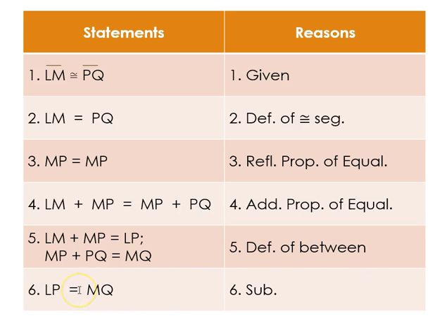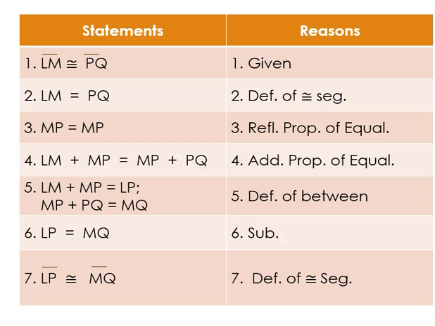And our last step, our sixth step here, we're now going to use these two statements, conclusions I should say, LP and MQ, and we're now going to set them equal to each other. Remember that LM and MP were equal to MP and PQ. This is right here, the same two statements. They were equal to something else, but now we can make them equal to each other. So LP equals MQ. We use substitution property. And then on our last step, we get to our conclusion. If they're equal, then they're also congruent. Definition of congruent segments.